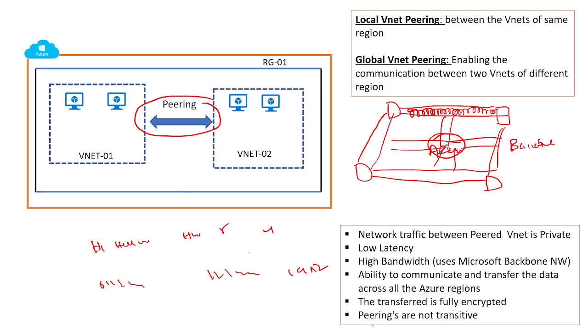And peering is not transitive. Not transitive means if you establish the connection.